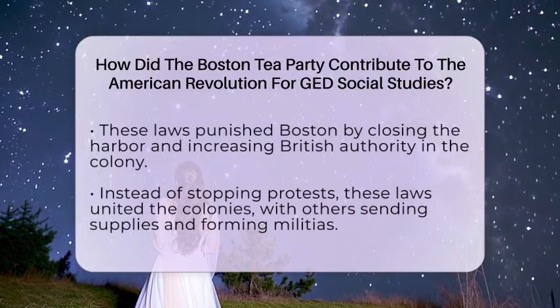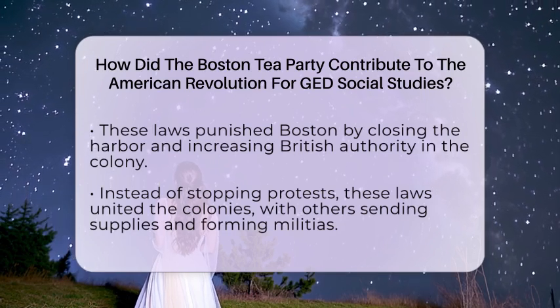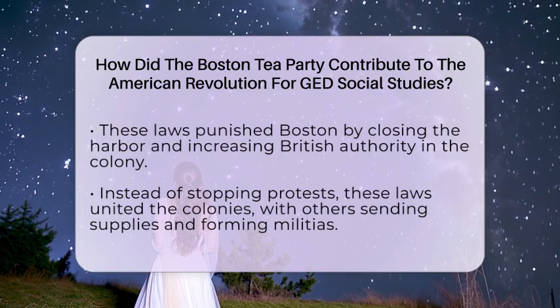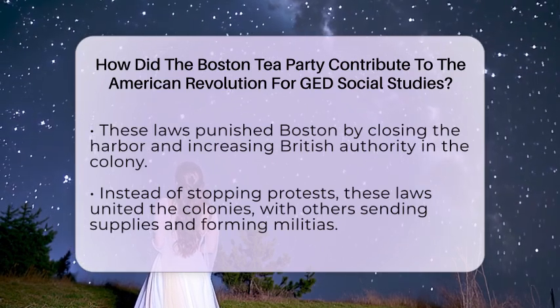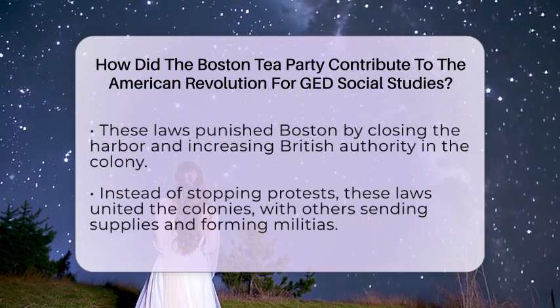Instead of stopping the protests, these laws made the colonies more united. Other colonies sent supplies to Boston and formed groups called militias to prepare for possible conflict. Leaders from different colonies met in the First Continental Congress to plan a united response.